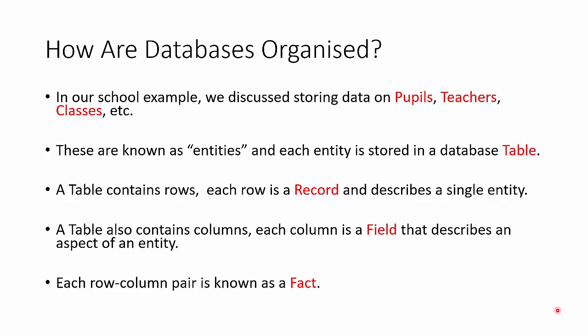What that means is that if you take a pupil, which would be an individual row, then that pupil is going to have lots of different columns, maybe a name, an age, a date of birth, form, address, etc. And each one of those is called a field. And then where we have a row and a column meet, where they intersect, that is known as a fact. Okay, so we have tables, records, fields, and facts.